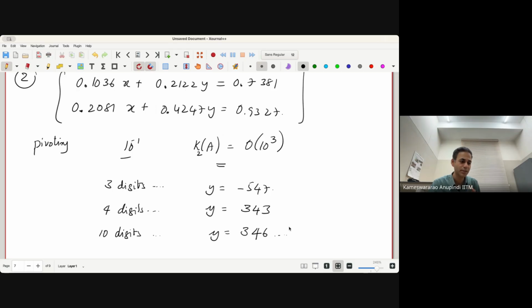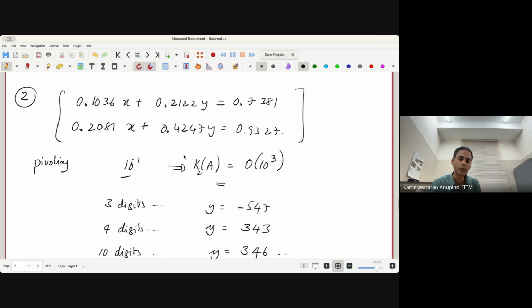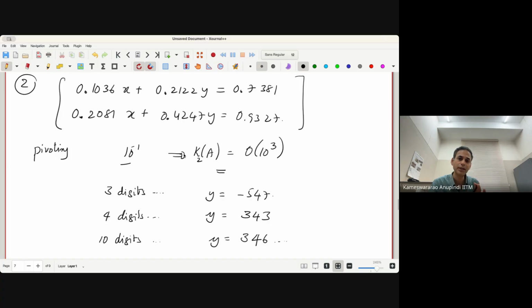Now this is happening because of the large value of the condition number. That means this matrix has a large condition number. As a result, the solution you're getting is very prone to the number of digits that you are using in rounding off. So we have to be very careful when we do these calculations. If the condition number is large, the solution need not be guaranteed to be correct. You have to go back and check whether the solution satisfies my problem or not. That's what we need to check.